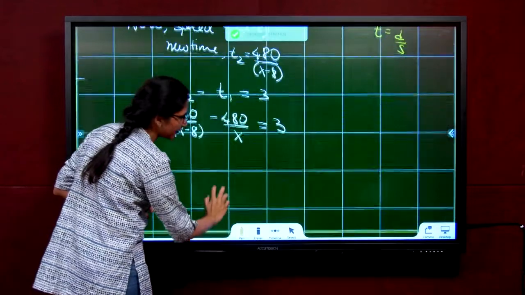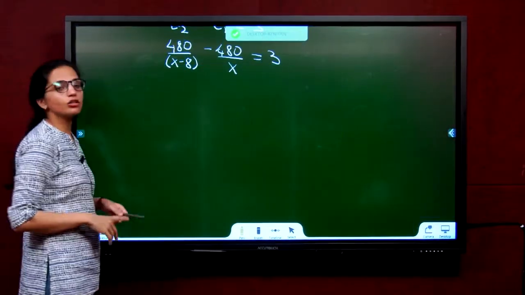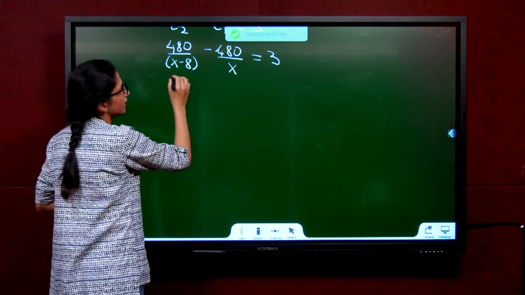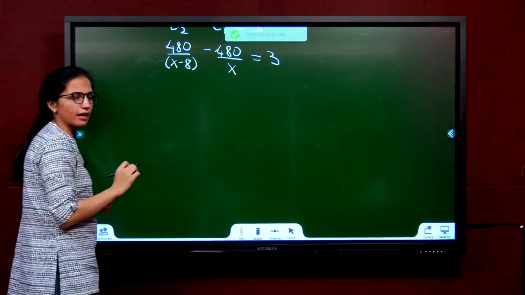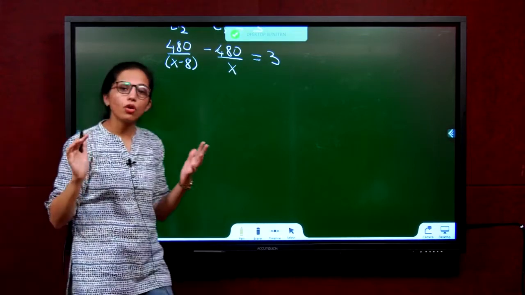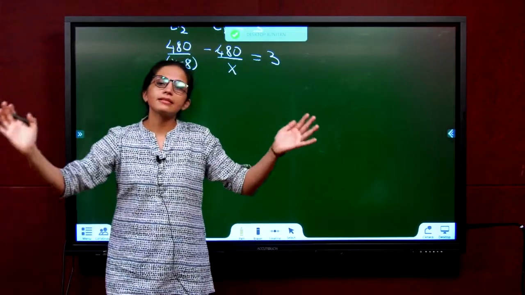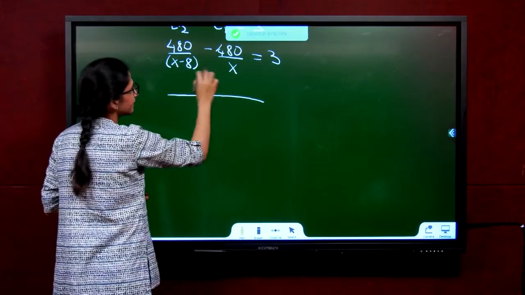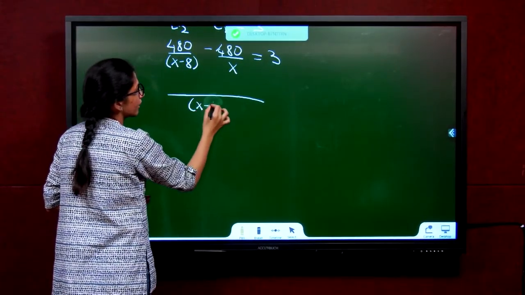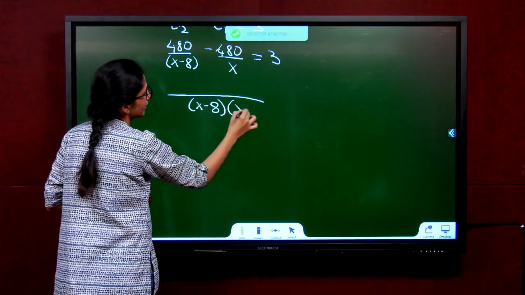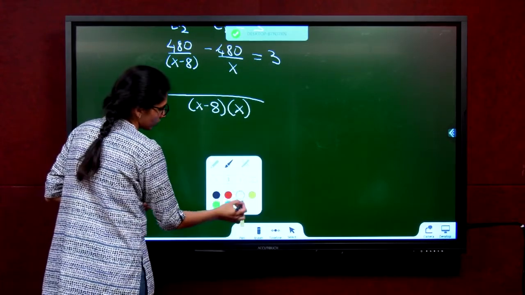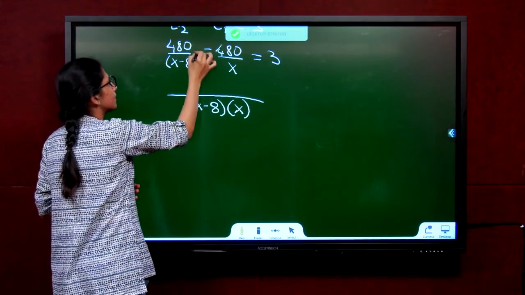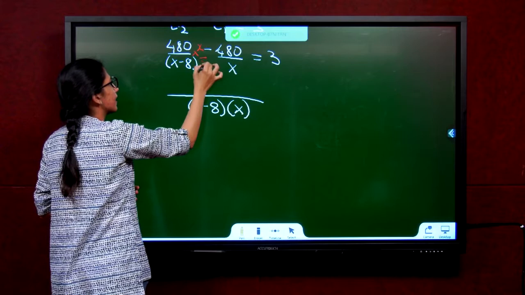This is a new type of equation you are seeing in this chapter. How do we solve it? First take LCM. What is the LCM of x minus 8 and x? Whenever you don't know what to do with LCM, simply multiply all the denominators. X minus 8 into x is my LCM. So I want x minus 8 into x. So what should I do? Multiply and divide with x and x.